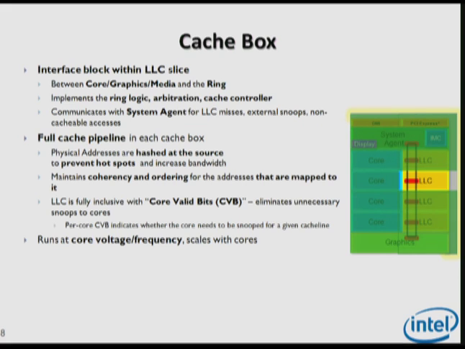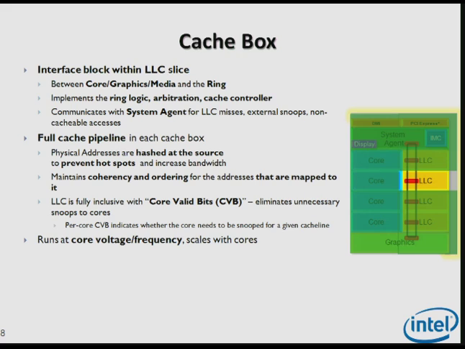An important part of the LLC banks is the cache box. This is the controller. This is the interface to each one of the agents connected to the LLC, whether it's the core, the graphics, or the ring itself, which we will talk about. It implements the cache logic, the ring logic, and the arbitration and hashing that I spoke of, and also speaks with the system agent for requests to I/O or snoops coming from the I/O. It is fully pipelined. We can actually progress a few requests at the same time.